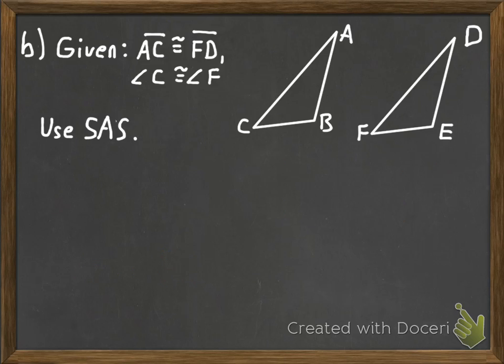Alright, take a look at the next picture. Mark down the given information on these two triangles and see if you can figure out what third congruence you must know to use side angle side in order to prove that these two triangles are congruent.